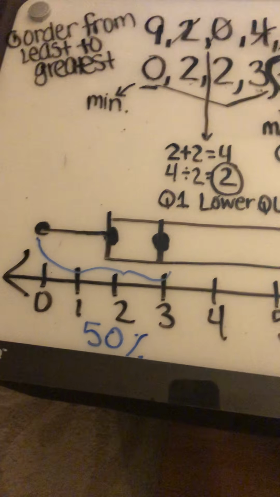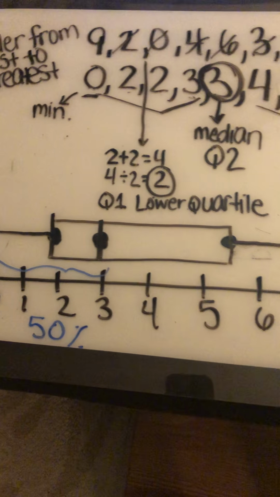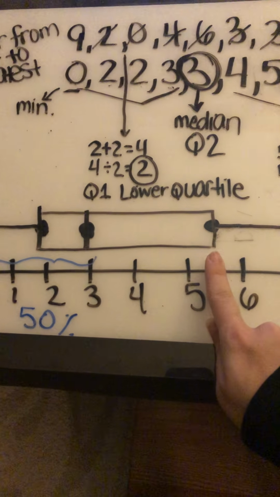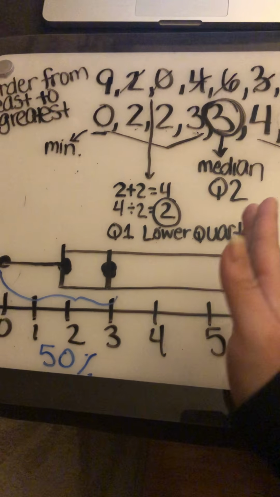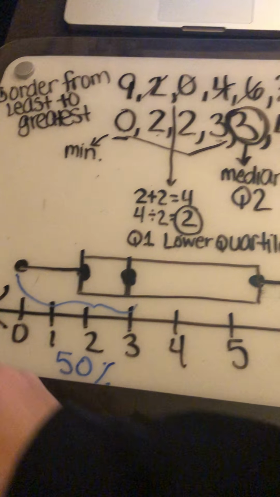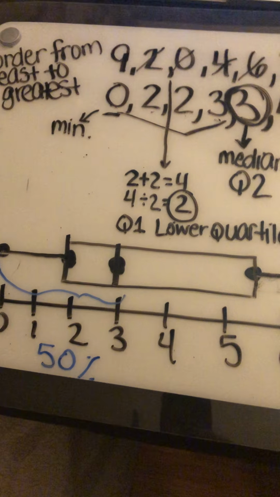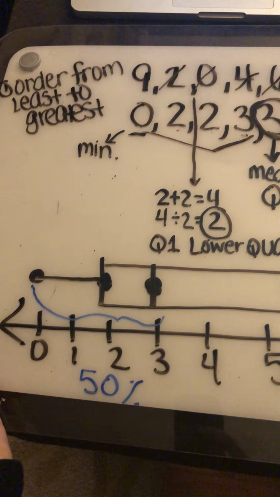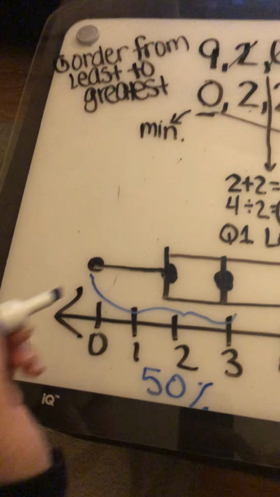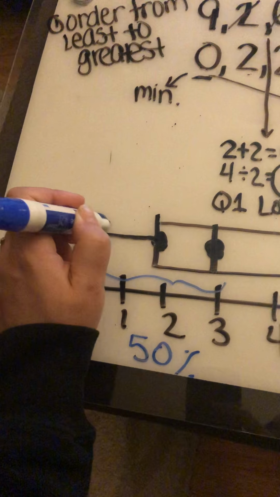Okay? The next question says, almost every student in Parkview has at least blank pets. So I would say has at least 5 pets, because you can't really have 5.5 pets, but the majority of your data is from here to the left. So I would say they have at least 5 pets. The next 2 questions talk about those percents again. So it says 25% of students have blank pets. So 25% would be from the minimum to quartile 1. So I would say 2 pets for 25%.